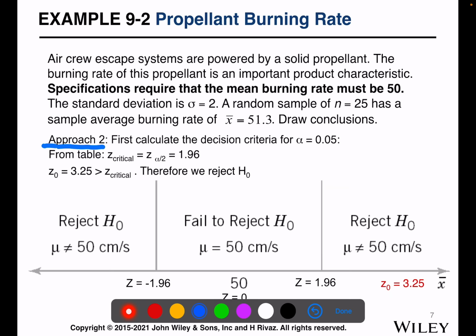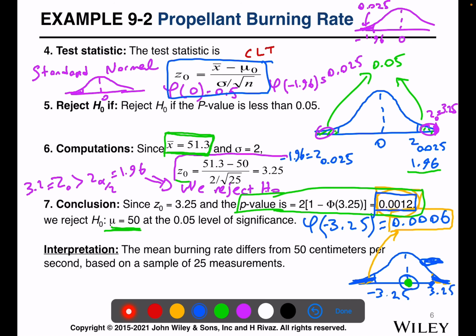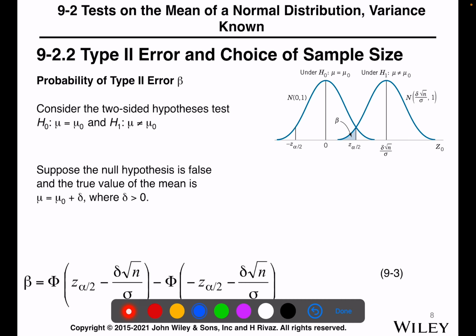So this is approach 2. This is what we did before, right? These two numbers are z of alpha divided by 2. The actual z that we got was 3.25, which is around here. So we are in the rejection zone, and we reject the null hypothesis. Any questions? Just to recap, we solved this question using two methods. The method that provides the p-value is the method that I prefer.